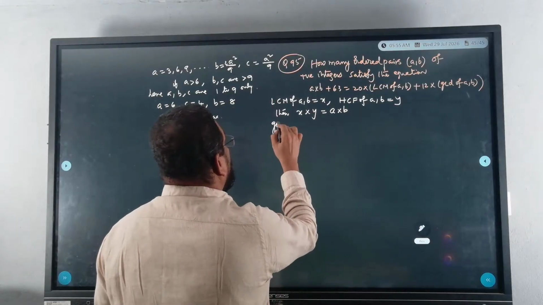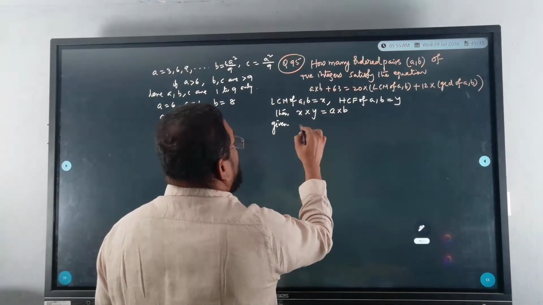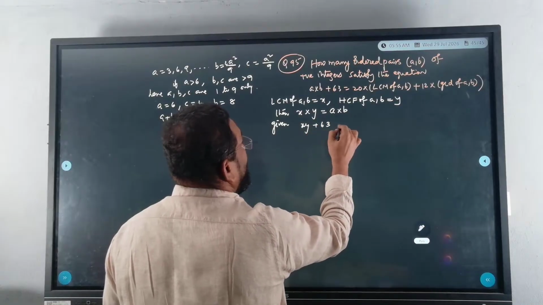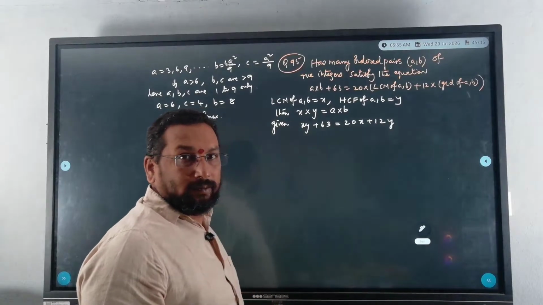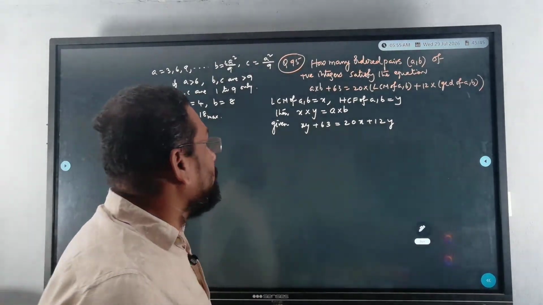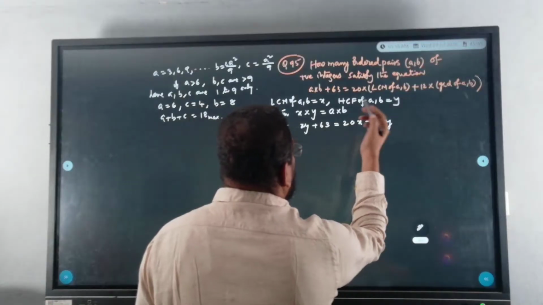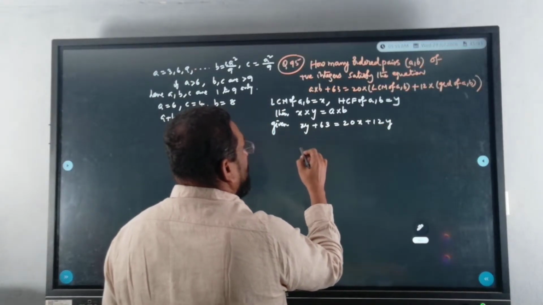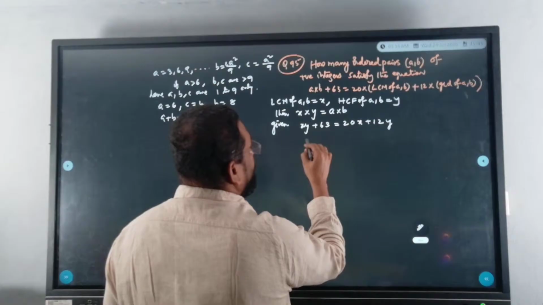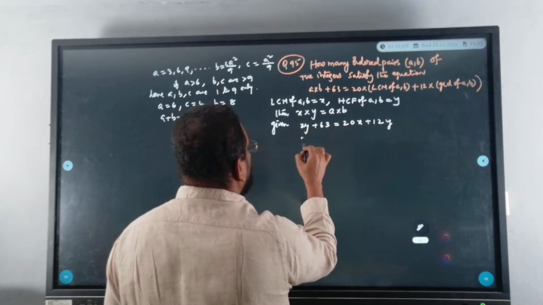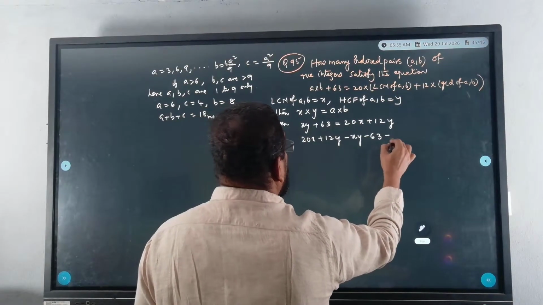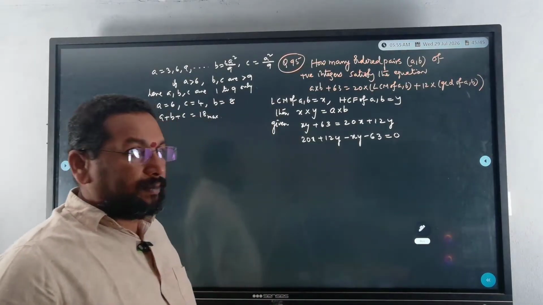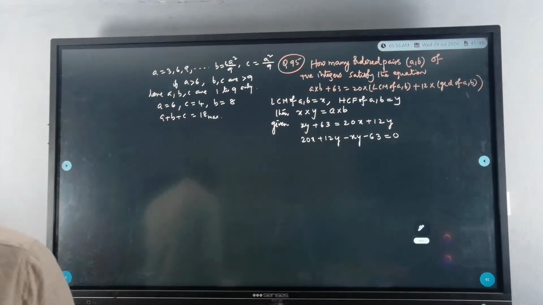So now, what is given? ab, nothing but xy, plus 63 is equal to 20x plus 12y, right? So if you transpose into RHS, see what happened here: 20x plus 12y minus xy minus 63 equal to 0. Now it is to be factorized.